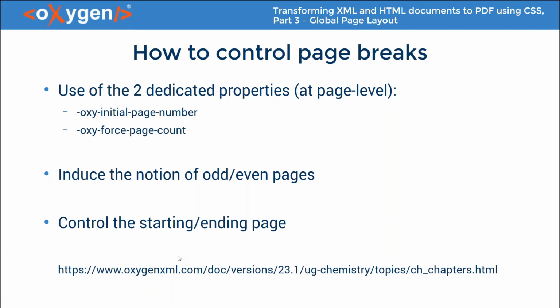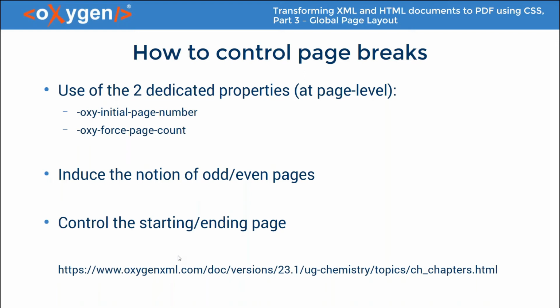Like in all books, you will find some odd pages and even pages. And those two properties control the starting and the ending of each page block or set of pages. So the oxy-initial-page-number will force the document to start on a specific page, or odd or even, and the oxy-force-page-count will force the page set to end on an odd or even page, or to have a specific count of pages.